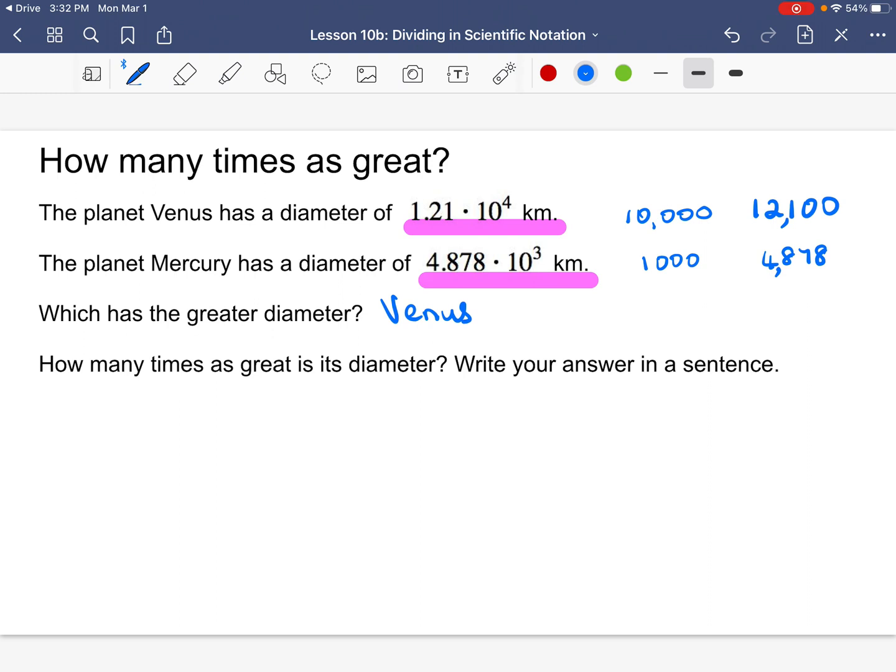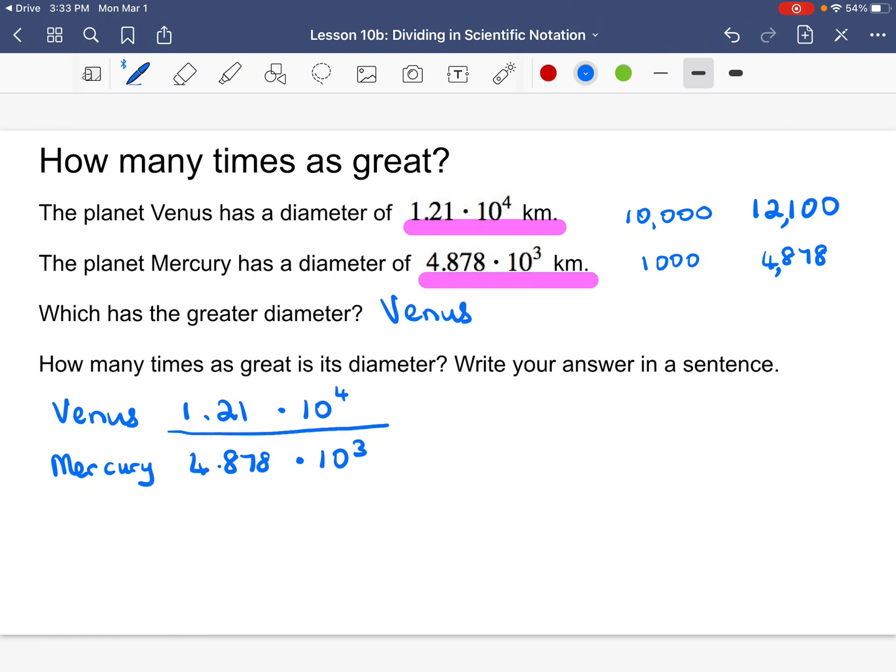So I'm going to say Venus is 1.21 times 10 to the power of 4, and Mercury is 4.878 times 10 to the power of 3. I'm going to divide the diameter of Venus by the diameter of Mercury, like this, and find out how much greater the diameter of Venus is. What do I have to multiply the diameter of Mercury by to get the diameter of Venus?